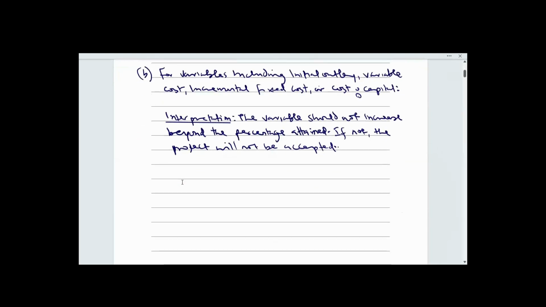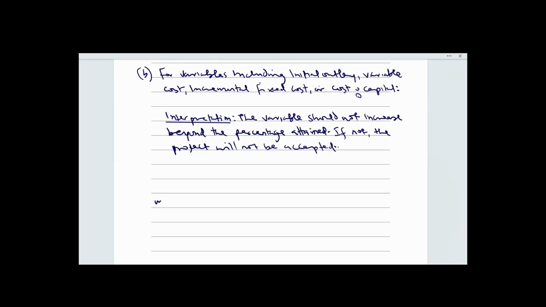Remember what I said. Anytime you want to compute sensitivity margin of sales volume, you need to use the PV of contribution as your denominator. So that's that. And these are the concepts that you need to know as far as sensitivity analysis is concerned.